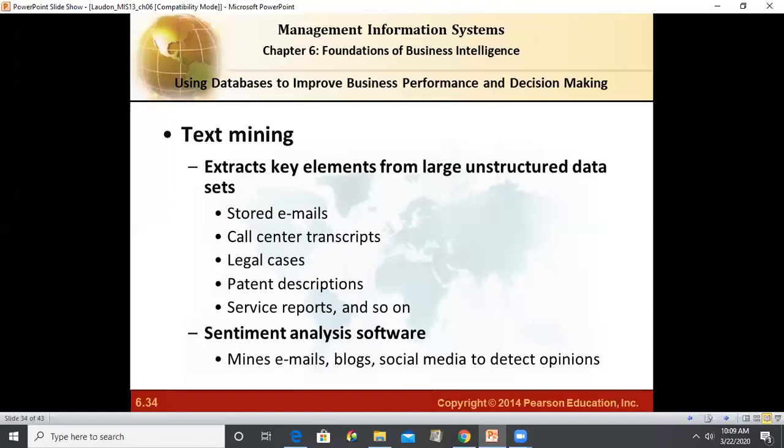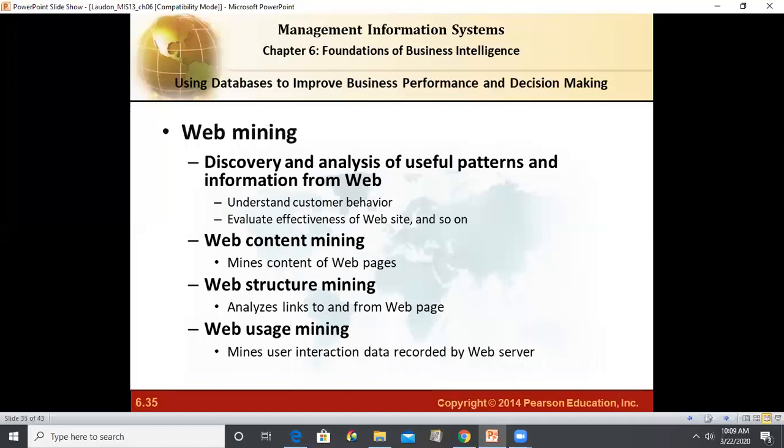Thus, we have the sentiment analysis software. It is able to mine text comments in email messages, blogs, social media conversations, or survey forms to detect favorable or unfavorable opinions about specific subjects. This usually identifies the voices of the customers, or the feed from the feedback itself. So yeah, the web mining.